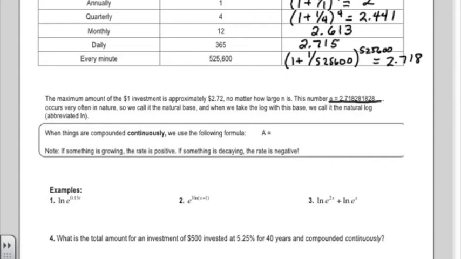Okay, so it says when things are compounded continuously, we use the formula A equals P e to the rt. So it's the Pert equation. So it says your amount after time t is your principal times this number e, this natural base, raised to your rate times time. If r is positive, then it's growing. If it's negative, it's decaying.